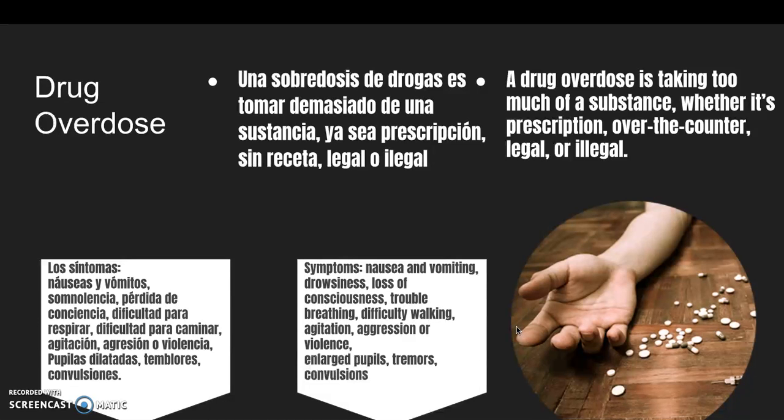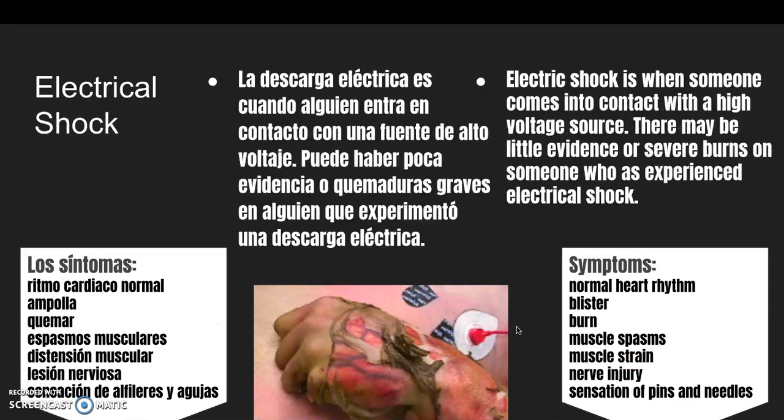Drug overdose can be accidental or purposeful. The symptoms include nausea and vomiting, drowsiness, loss of consciousness, trouble breathing, difficulty walking, agitation, aggression or violence, enlarged pupils, tremors, and convulsions.